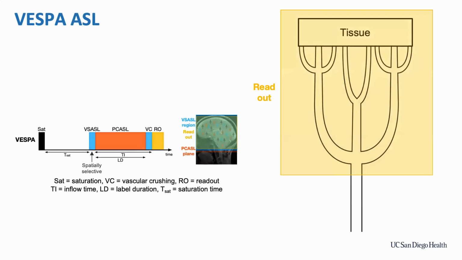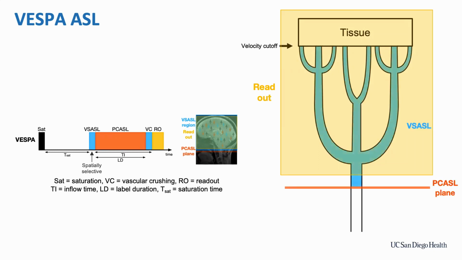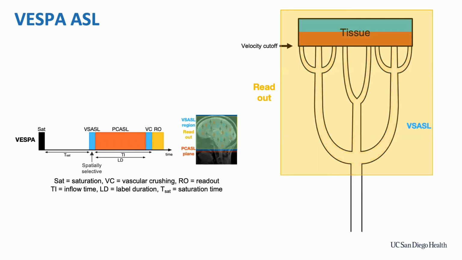So in VESPA ASL, we combine the velocity selective and the PCASL labeling into the same scan, but we label different pools of water with each labeling technique. So the blood above the PCASL labeling plane is labeled with velocity selective ASL to remove any transit delay issues. So we already have labeled blood filling the vasculature. And immediately after this, we start labeling with PCASL. After we've labeled with PCASL for some time, we use a vascular crushing module to remove any arterial signal. And now we have both spatially selective and velocity selective contrasts in our tissue in one scan.